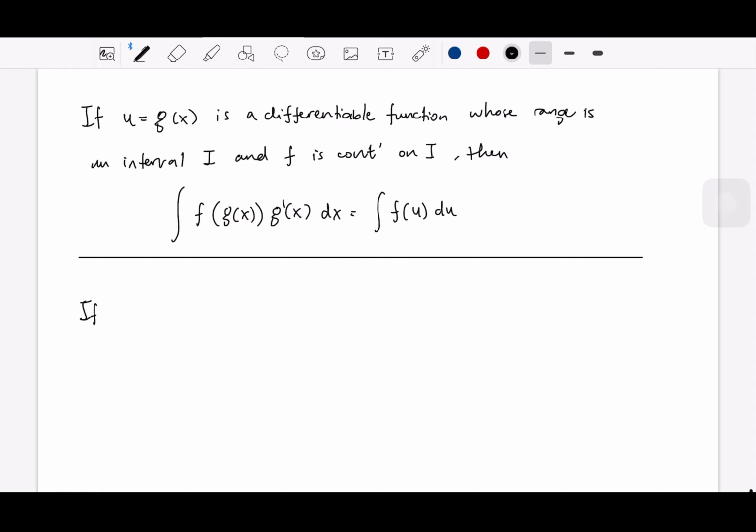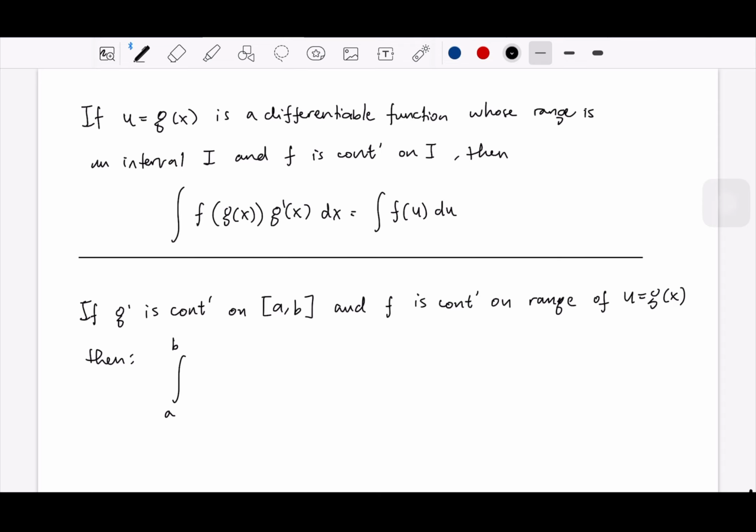And then if g prime is continuous on interval a to b, and f is continuous on the range of u equal g of x, then integration from a to b of f of g(x) g prime x dx is equal to integration of f of u du, with the endpoints g of a and g of b.